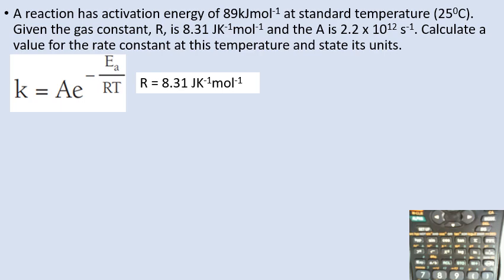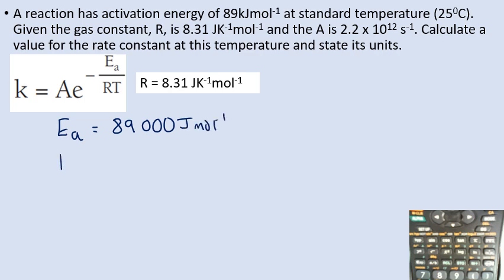Now the first thing I suggest we do is we list the things that we know in the units that we want them in. So we know that the activation energy is 89 kilojoules per mole, but what we also know is that when we carry out the calculation, it must be in joules per mole. So that's 89,000 joules per mole.